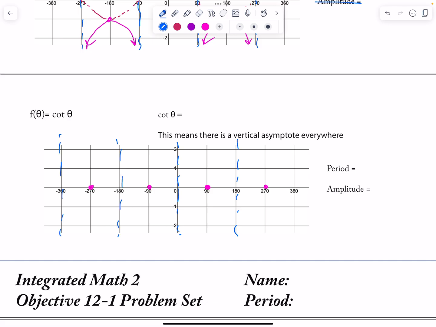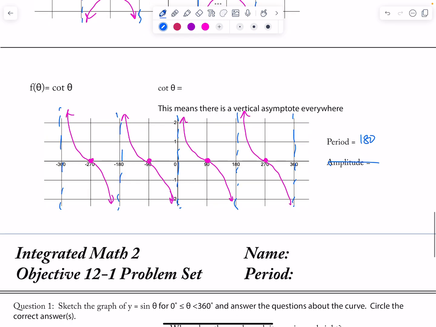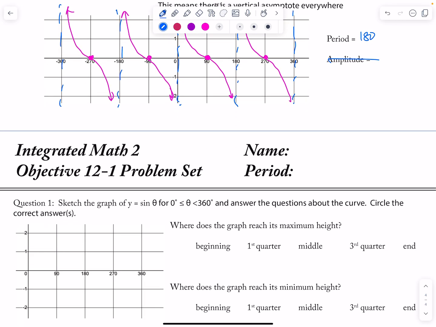So it's going to be the opposite direction. So it's actually going to look like this. And then you have your asymptotes. So we don't talk about amplitude. We talk about the period, which is still 180. Okay? And that is it for this lesson.